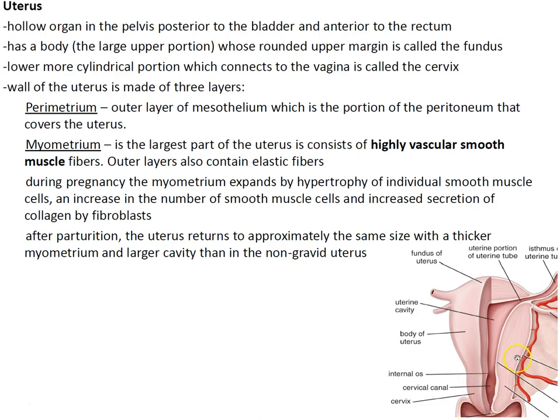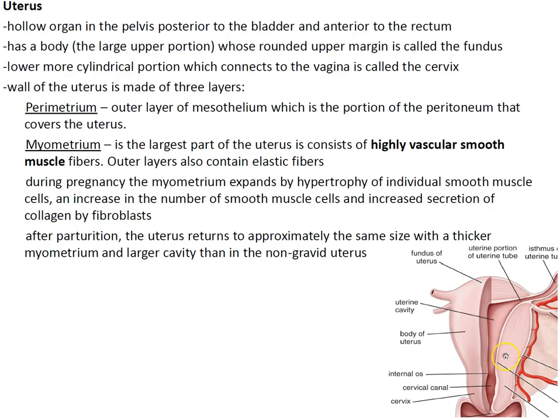The wall of the uterus is made up of 3 layers. The outer perimetrium, which is the outer layer of mesothelium. The middle layer is called myometrium, which is the thick layer and consists of highly vascular smooth muscle cells. The inner layer is called endometrium.